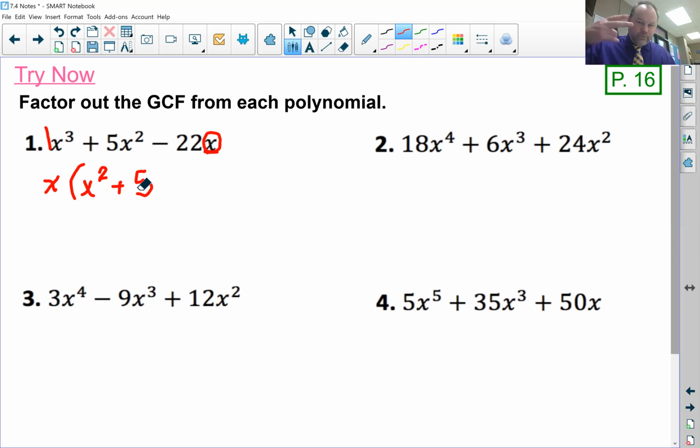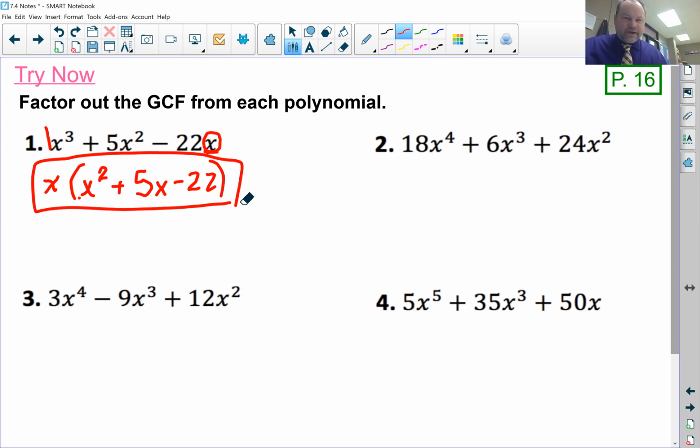5. We had x squared. We factored out 1x. Leaves us with x. Minus 22. We had an x, but we factored it out. And then if you want, you can double check, are there any other greatest common factors? In this case, there are not. That's our factored form.